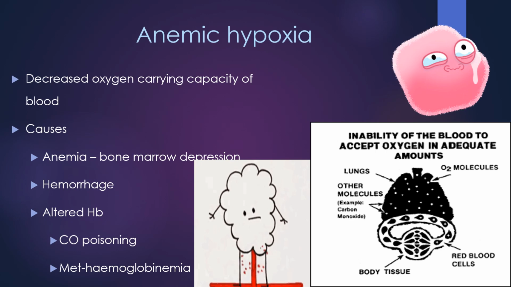So altered hemoglobin, the hemoglobin which cannot carry the oxygen properly, in case of carbon monoxide poisoning and methemoglobinemia. So these altered hemoglobins can cause anemic hypoxia.